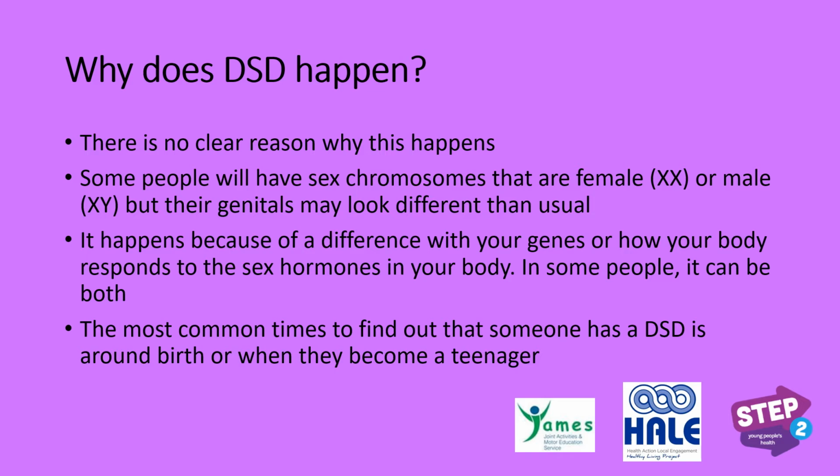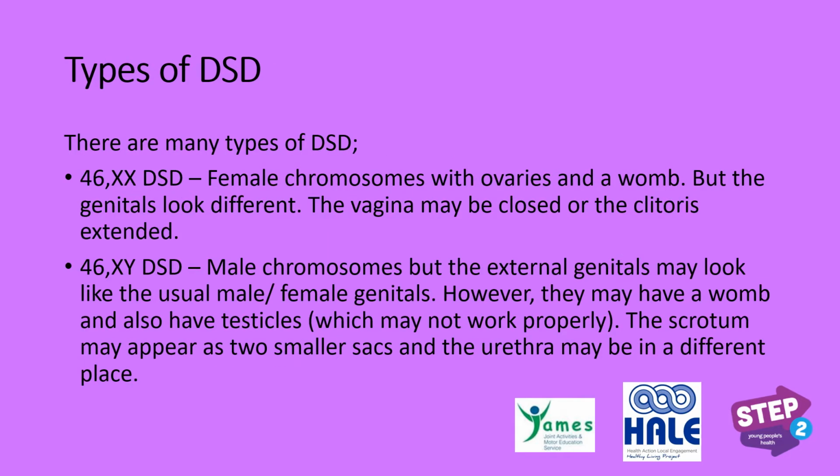The most common time to find out that somebody has DSD is around birth or when they become a teenager and puberty is starting to kick in. Now, there are quite a few different types and I'm going to try and explain some of them to you.